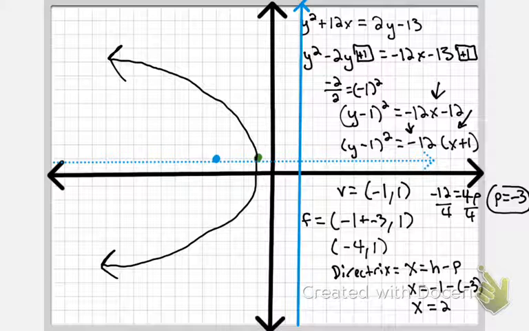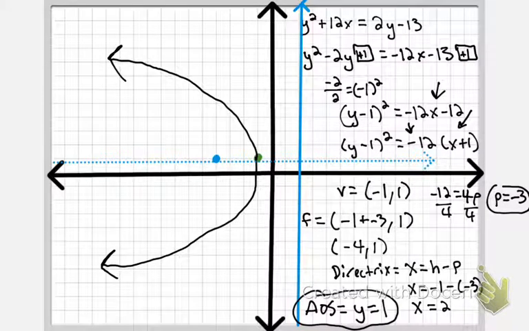It splits it in half, so my axis of symmetry is at y equals 1. Okay, circle. That's my directrix. Got p, got my focus, got everything there. Alright.